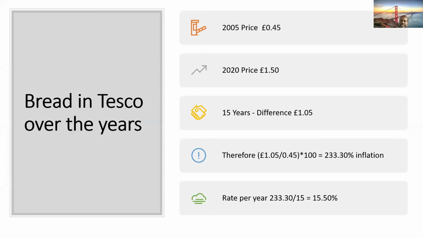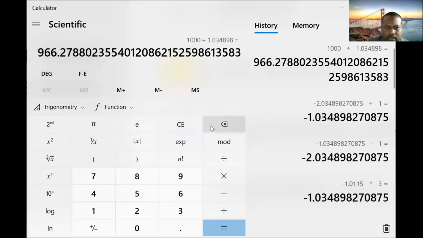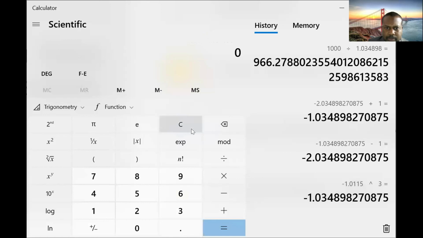Now let's have a look at this example. So here we have the price of bread is $1.50 in 2020, but in 2015 it was 0.45. Let's see how the price of bread has changed over the period. So we can do a new share screen, and let's take a calculator and observe the principle here.